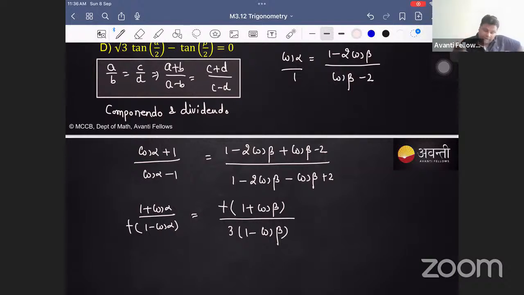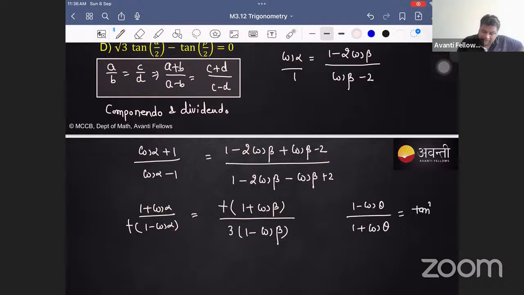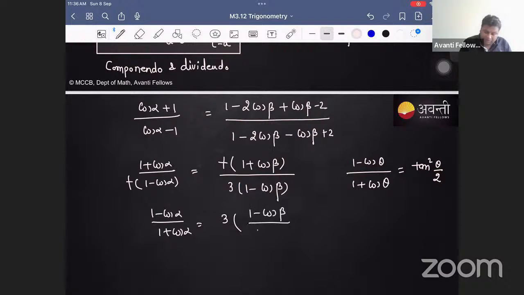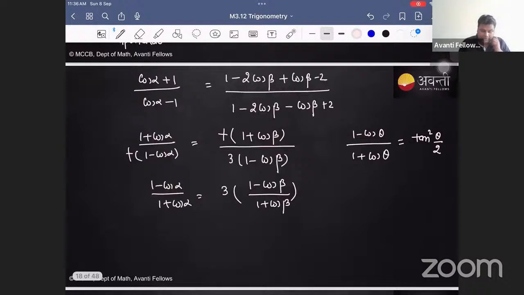All right. Now I have another formula. 1 minus cos theta upon 1 plus cos theta is tan square theta by 2. Am I clear? So this equation will be 1 minus cos alpha upon 1 plus cos alpha is 3 times 1 minus cos beta upon 1 plus cos beta. So left side it will be tan square alpha by 2 is 3 times tan square beta by 2.